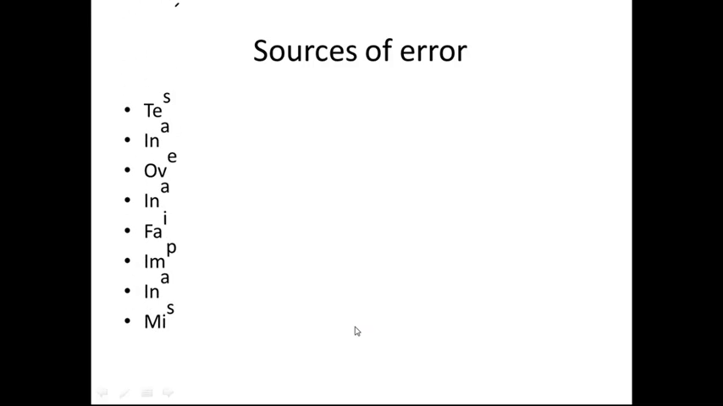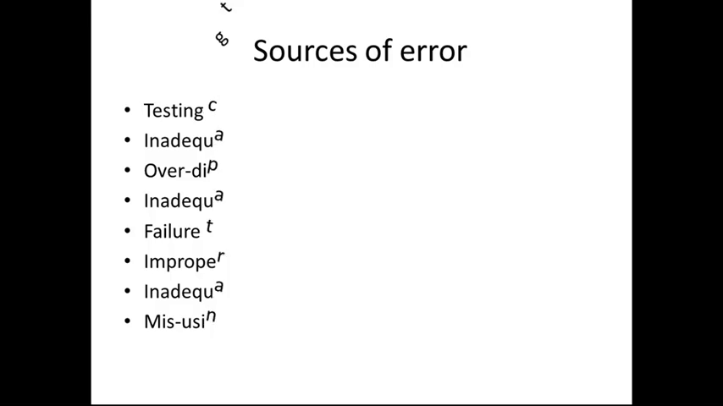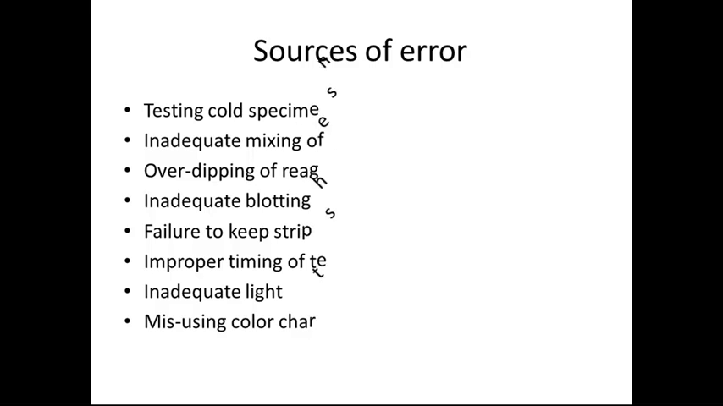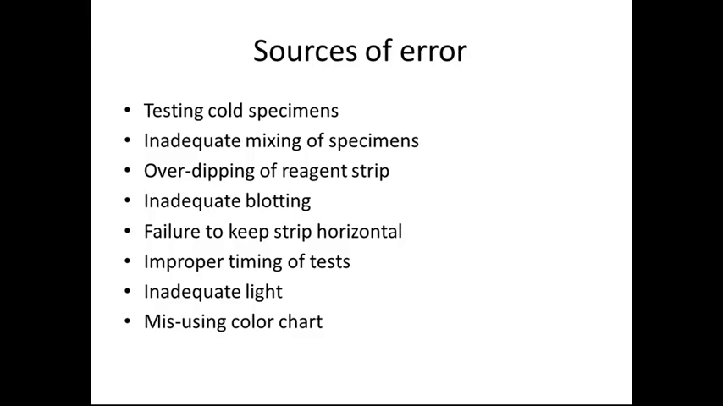Sources of error within the chemical reagent strips. There are a couple different things. Testing cold specimens; inadequate mixing of specimens, so if you forget to mix it; over-dipping of reagent strips, so taking too long, dipping it more than 1 second; inadequate blotting, forgetting to blot it on the paper towel, so the pads will then bleed together; failure to keep strips horizontal. This will also cause the pads to bleed together and you might get inaccurate results.